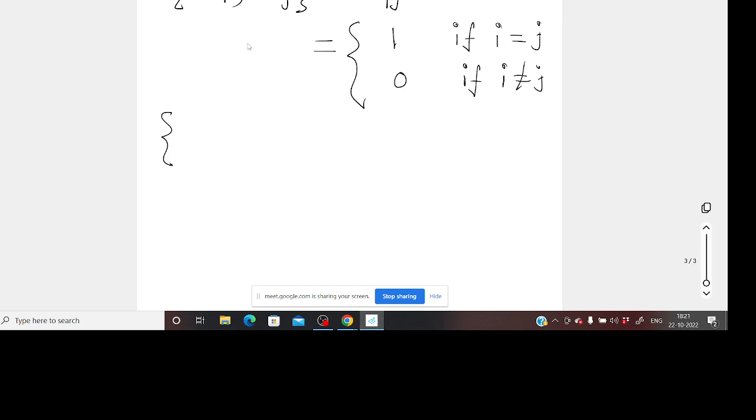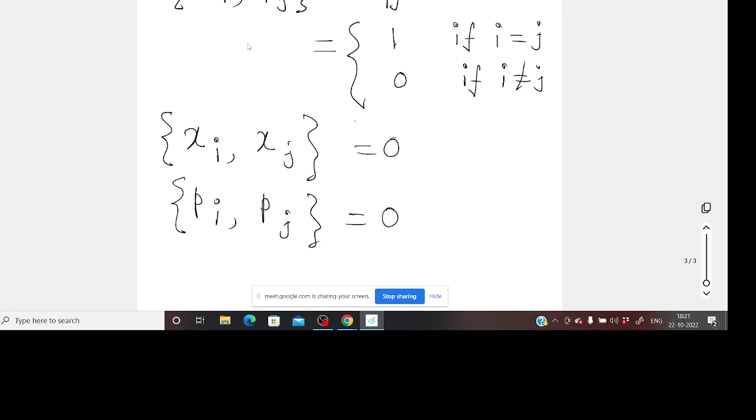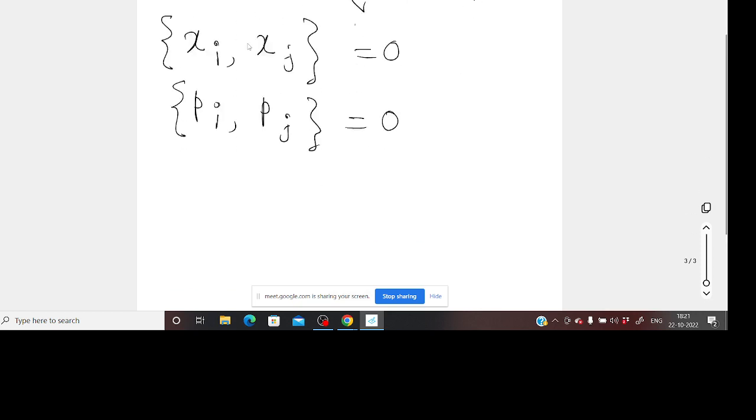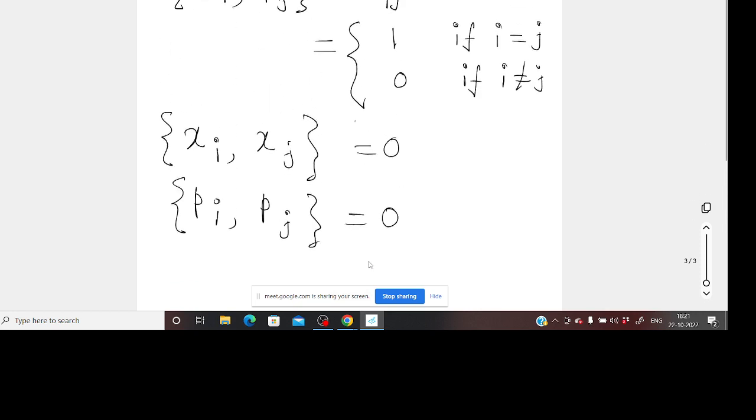Similarly, sorry, this should be the Poisson bracket of pi, pj. And if you calculate this, then it will always be 0, for all values of I and j. Similarly, if you calculate this, then it will again be 0 for all values of I and j. So based on this we will solve a problem now.